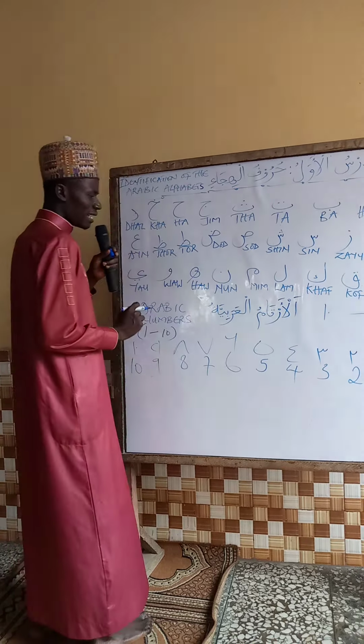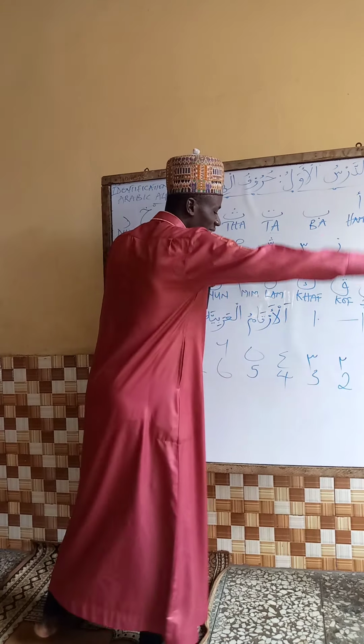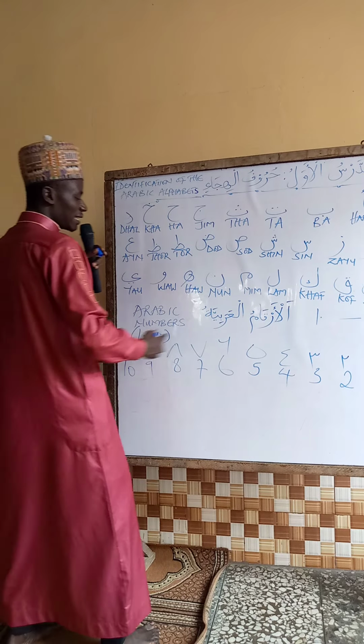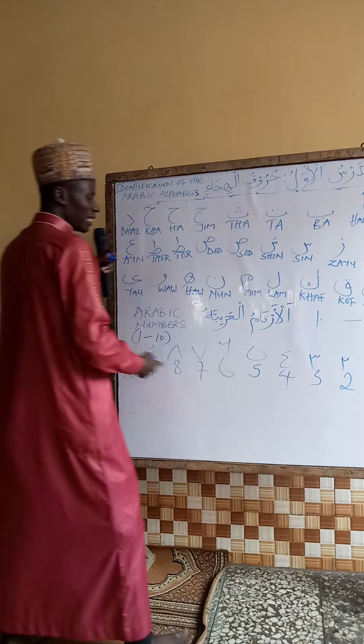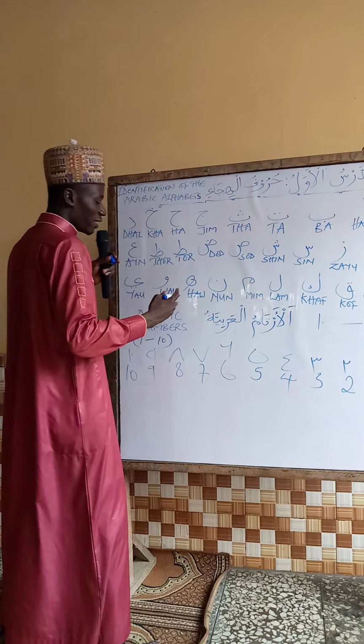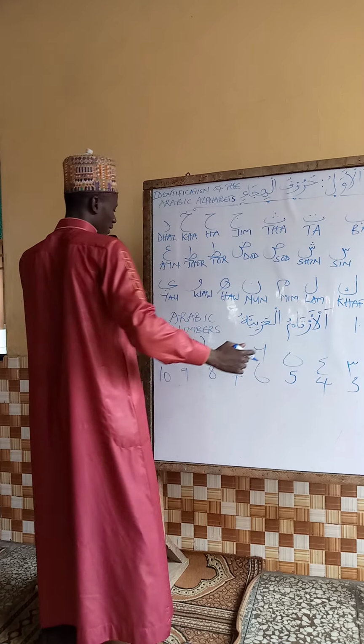6 and 2 are almost the same, but look at 2: 2 is facing the right hand side, while 6 is facing the left hand side. That's how to differentiate 6 from 2. 2 right hand side, 6 left hand side.